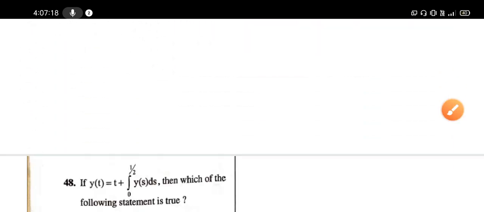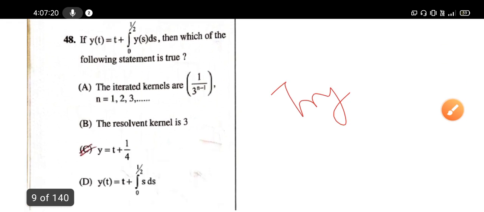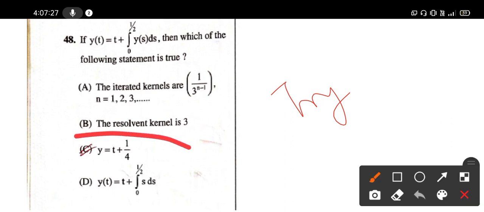Next question. If y(t) = t + ∫₀ᵗ (1/2) y(s) ds, then which one of the following is true? Here option C is correct. You can try. Next question.